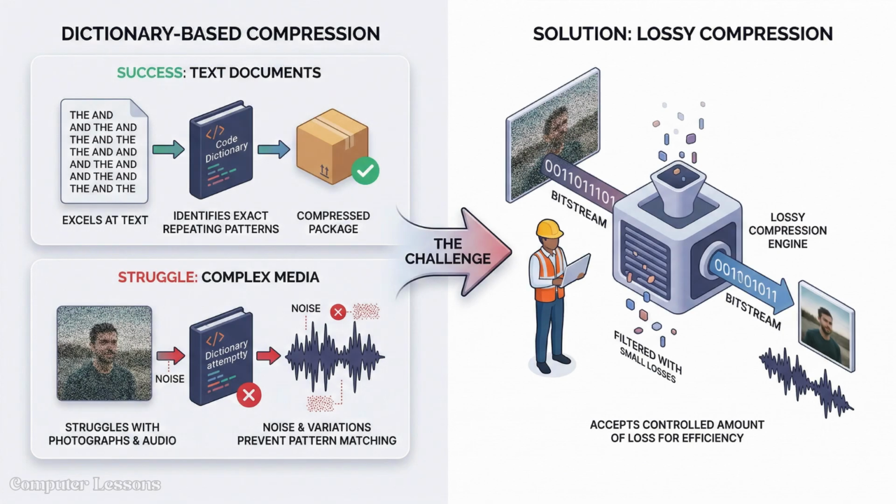Dictionary-based compression excels at text, but struggles with complex media like photographs or audio recordings. These files contain noise and variations that prevent the identification of exact repeating patterns in the bit stream. To address this challenge, engineers developed lossy compression, which accepts a controlled amount of loss.